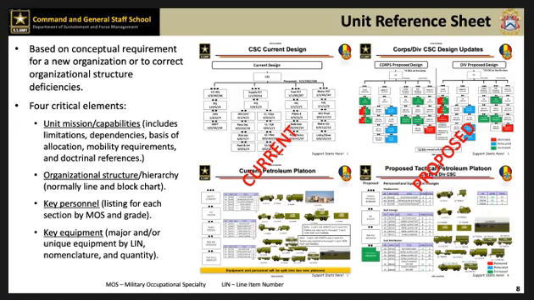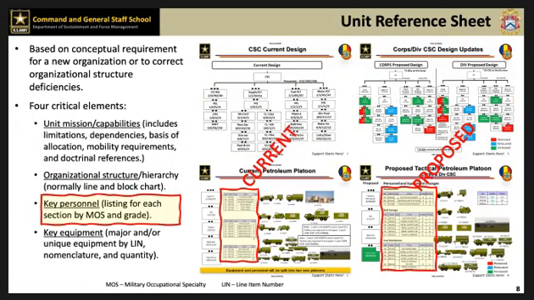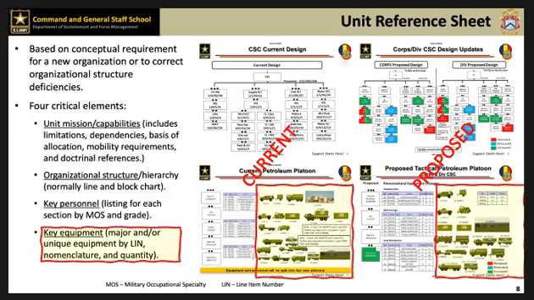The unit reference sheet is a comprehensive graphical depiction of the organization. It has four critical elements: unit mission and capabilities, organizational structure and hierarchy, key personnel, and key equipment.